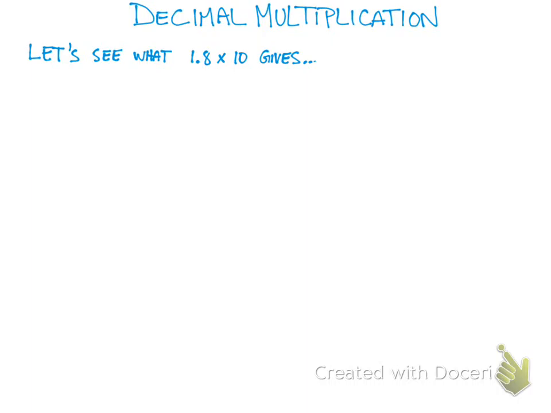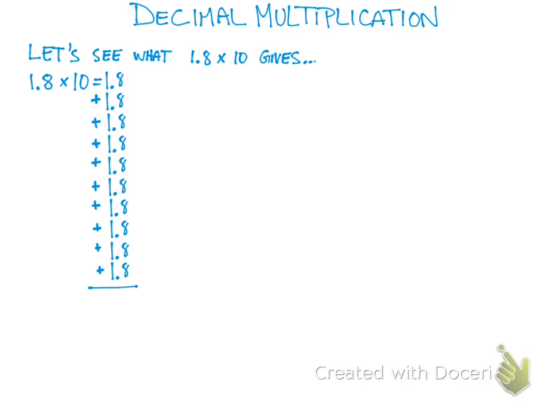So we're going to do decimal multiplication. Let's see what 1.8 times 10 gives us. 1.8 times 10 is repeated addition. We're going to add 1.8 to itself 10 times. 8 plus 8 plus 8 plus 8 plus 8, 10 times, is 80.